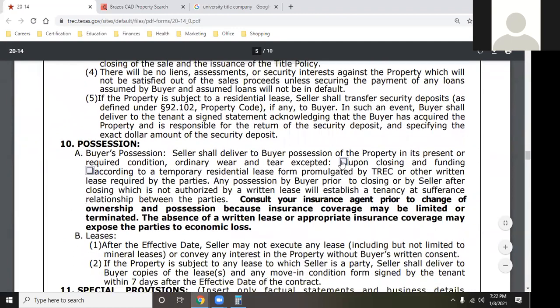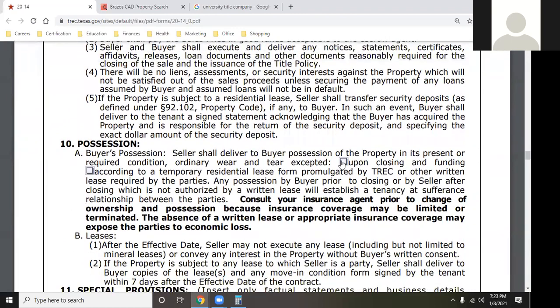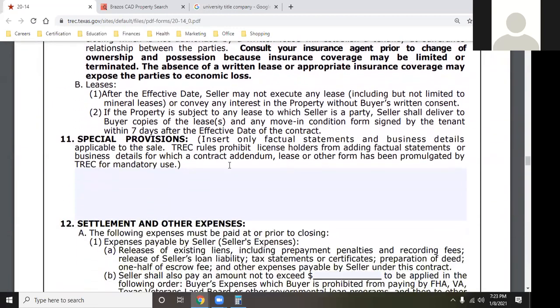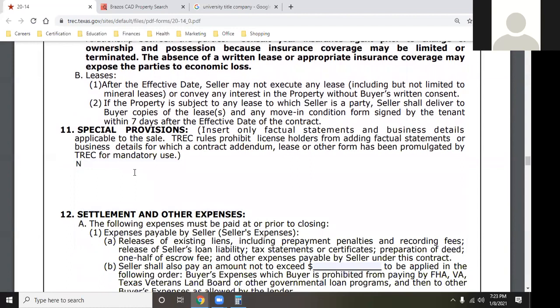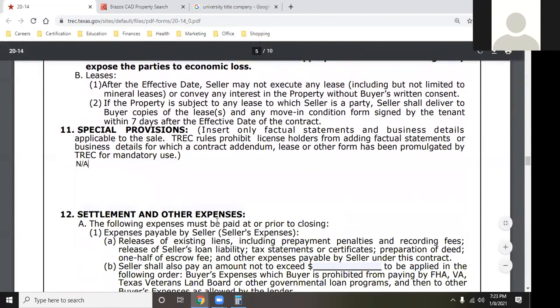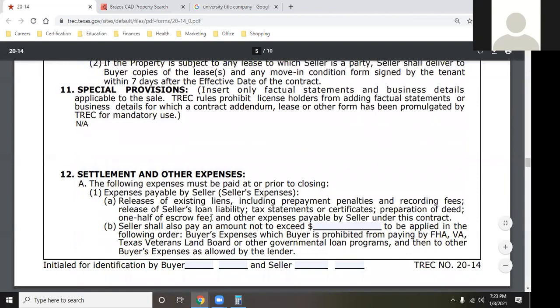Possession, because we're not going into a lot tonight because we're running out of time. It's going to say upon funding and closing. And special provisions, of course, we said already, there should always be NA unless there's something in a unique situation.